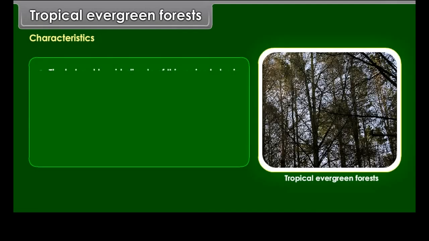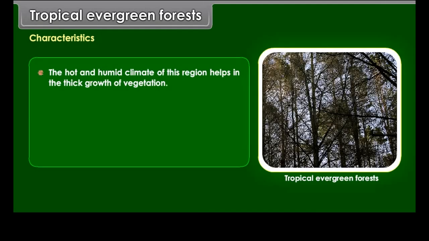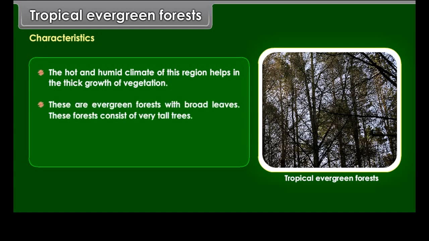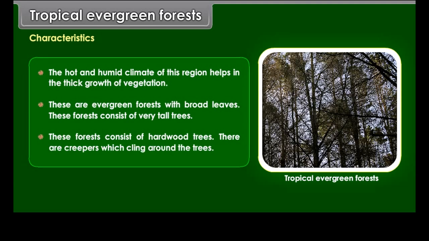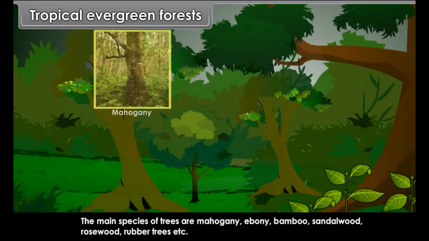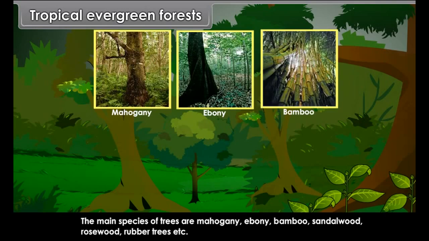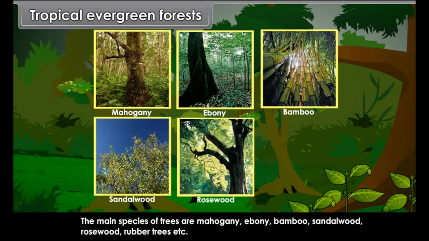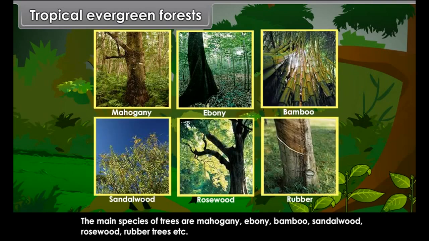Characteristics. The hot and humid climate of this region helps in the thick growth of vegetation. These are evergreen forests with broad leaves. These forests consist of very tall trees. These forests consist of hardwood trees. There are creepers which cling around the trees. The main species of trees are mahogany, ebony, bamboo, sandalwood, rosewood, rubber trees, etc.